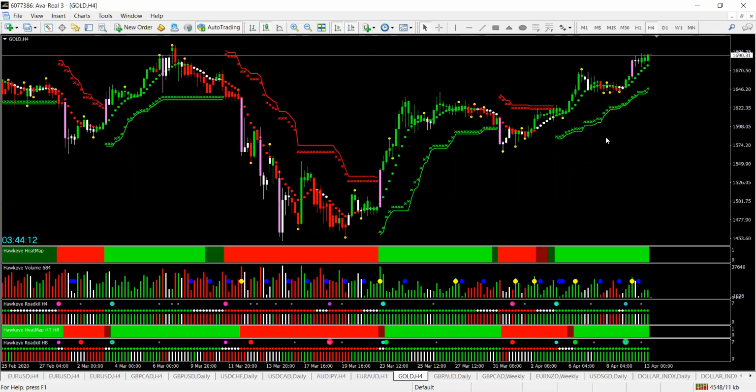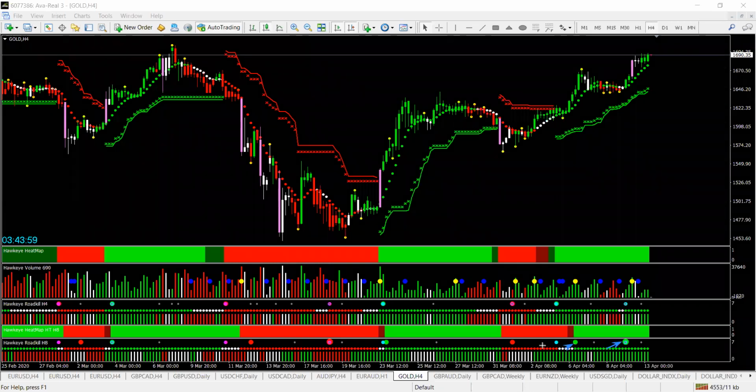As you can already see on my screen, we have the gold chart. This is what we are looking at for the intraday opportunity. We already have a buy signal on the 4-hour. Previously, we had a buy signal and another buy signal, so we have about 3 convictions. I'm using the Hawkeye Roadkill. This is the current time frame, and this one is a higher time frame, or double the time frame. So we have a lot of buy signals.